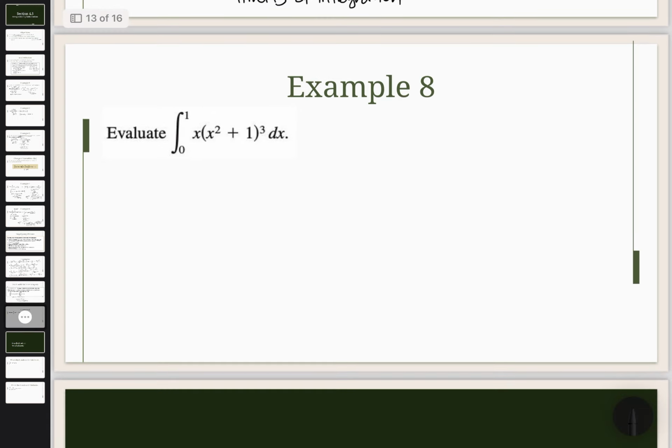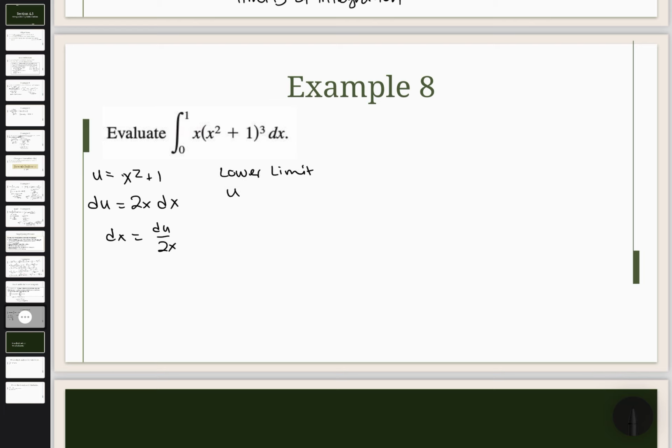So here's our example. What should we set u equal to here? Well, an inside function here would be x squared plus 1. What is the derivative of that function? Well, it would be 2x dx. All right, I can rearrange that and say dx is equal to du over 2x. I like that.